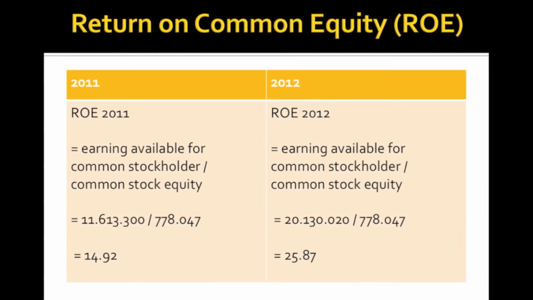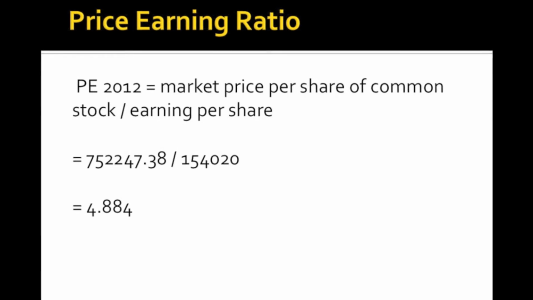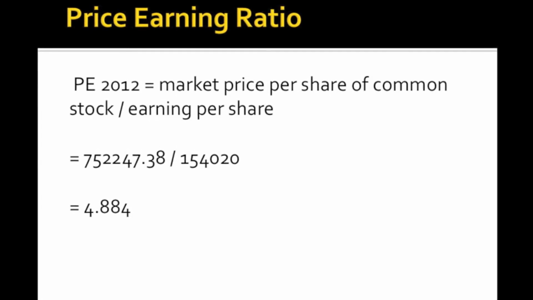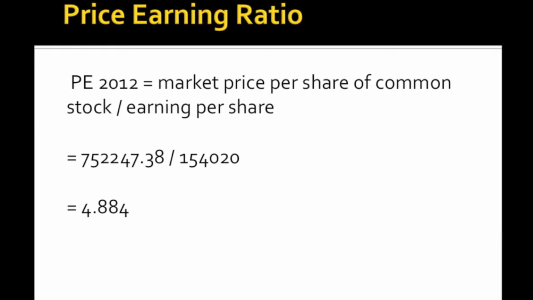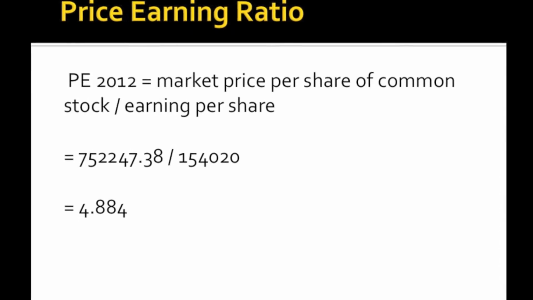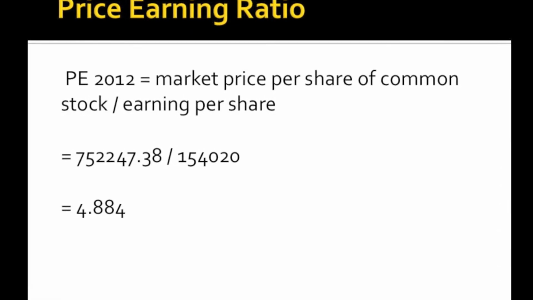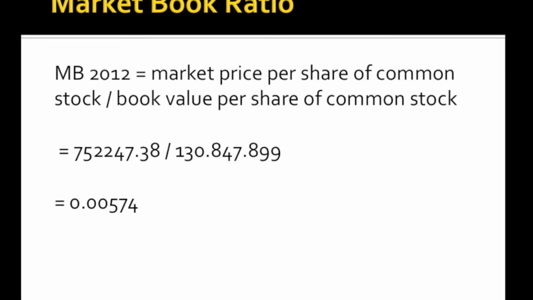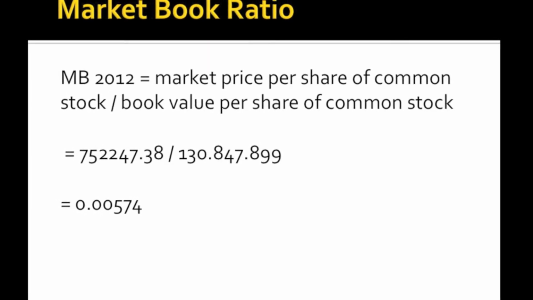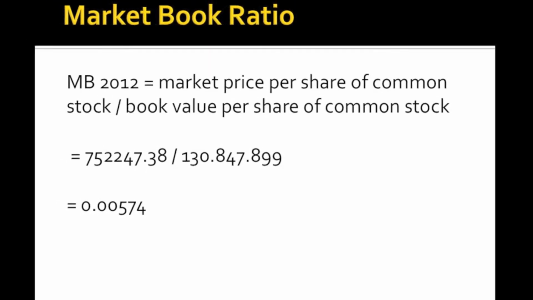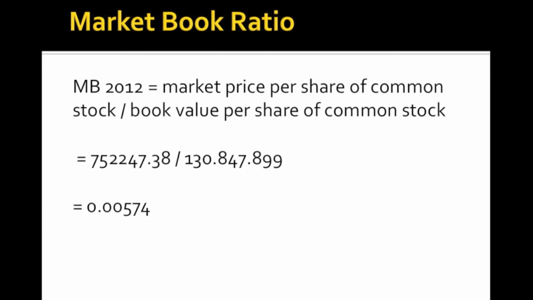Towards Samsung shareholders, for price earning ratio, it shows 4.88. This 4.88 represents the amount of Korean won that investors are willing to pay for a firm's earning. Last but not least is market book ratio. The investors of Samsung viewed Samsung's performance as 0.00.